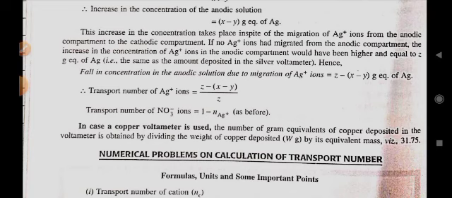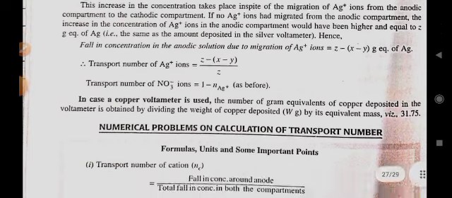Hence, the fall in concentration in the anodic solution due to migration of Ag positive ions is equal to z minus bracket x minus y gram equivalent of Ag. Transport number of Ag positive ions is equal to z minus bracket x minus y upon z. Transport number of NO3 negative ions is equal to 1 minus n of Ag positive. In case a copper voltameter is used, the number of gram equivalents of copper deposited in the voltameter is obtained by dividing the weight of copper deposited by its equivalent mass.